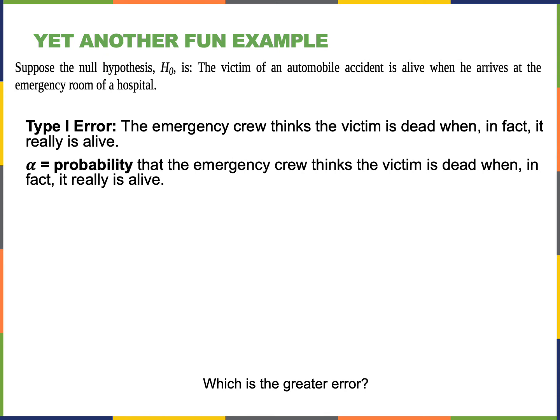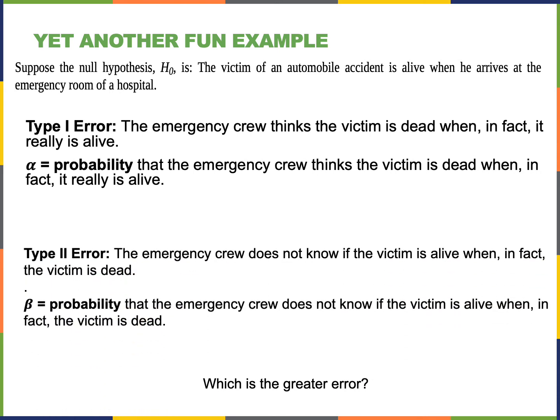And that's pretty scary, right? If they think the victim is dead and they package this person up and send them to the morgue, and they're alive, that's so scary. And the type 2 error is that the emergency crew does not know if the victim is alive when in fact the victim is dead. That's also a possibility, right? They think maybe, we're not sure if he's alive or not, but in fact he's dead. So what would be the greater error?